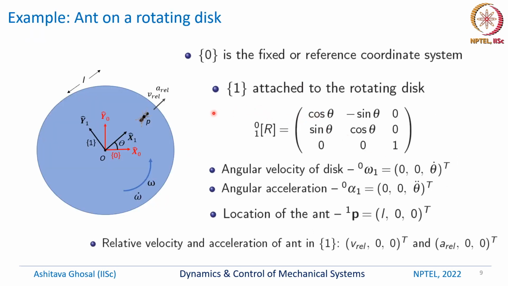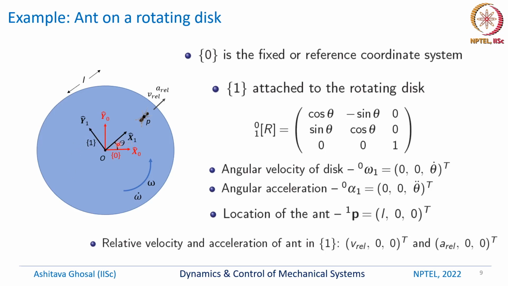So let's look at an example, a very classic and simple one. What we have here is a disk which is rotating with omega and omega dot, or omega and alpha, and there is an ant which is moving on this disk. We define a few coordinate systems. One is the 0 coordinate system, x0, y0. This is the fixed or reference coordinate system. Then we have another coordinate system, 1, which is fixed to the rotating disk.